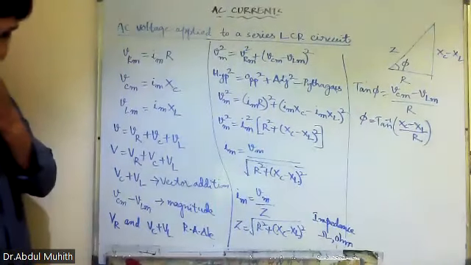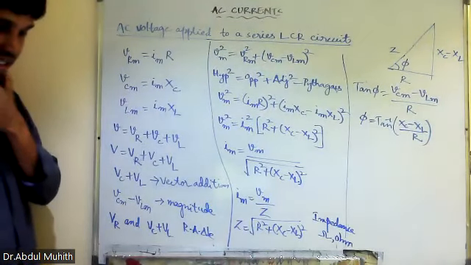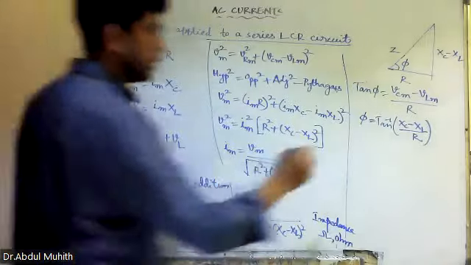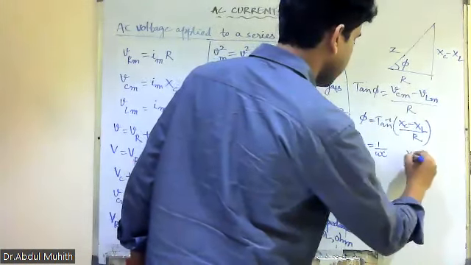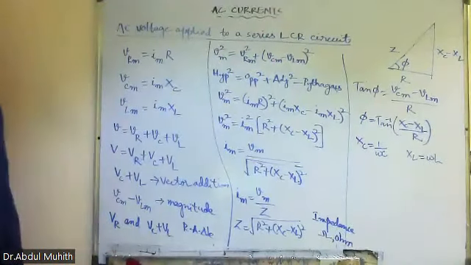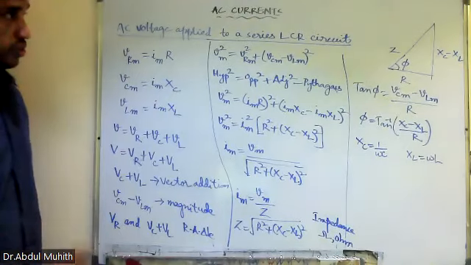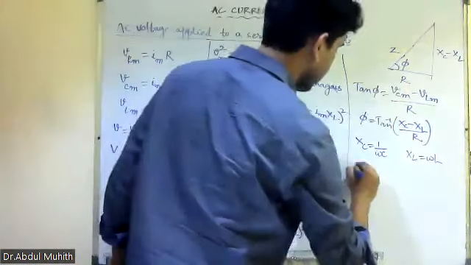Very, very important formula. This is a very, very important formula: XC minus XL divided by R. What is XC? XC is equal to 1 by omega C, and XL is equal to omega L. These are the two values. So can we substitute here? We can also substitute. See here.